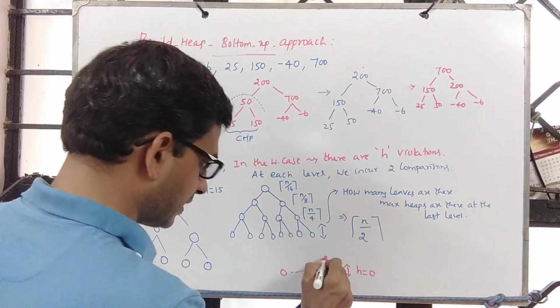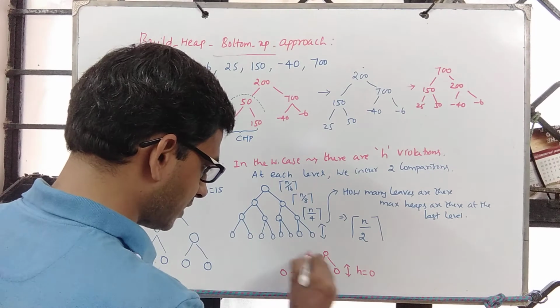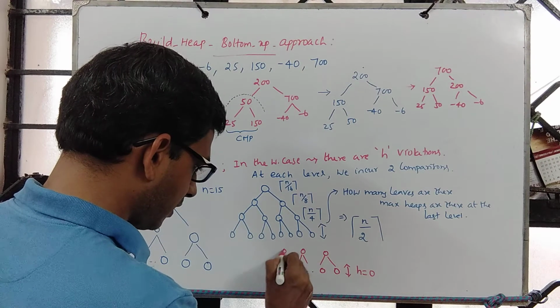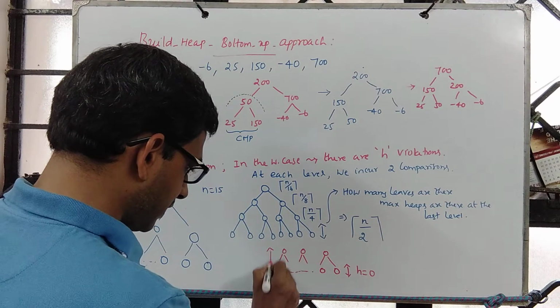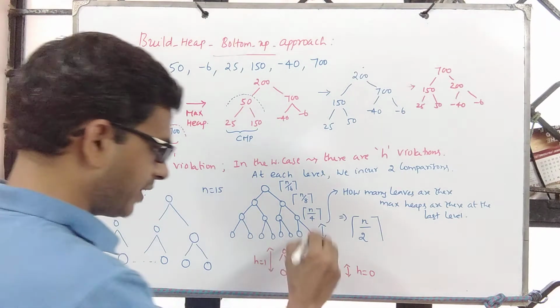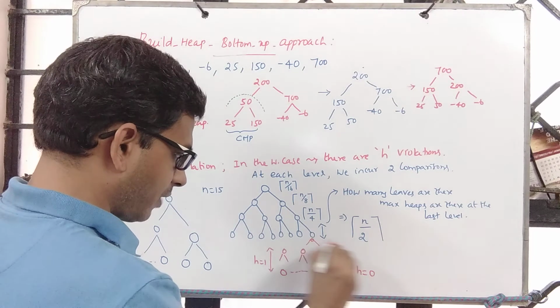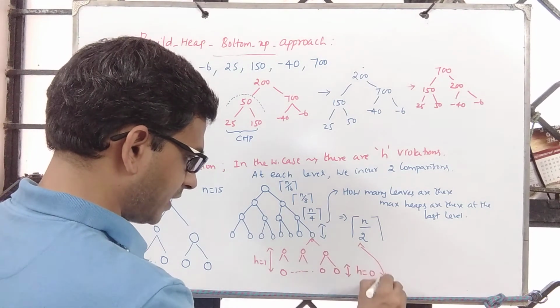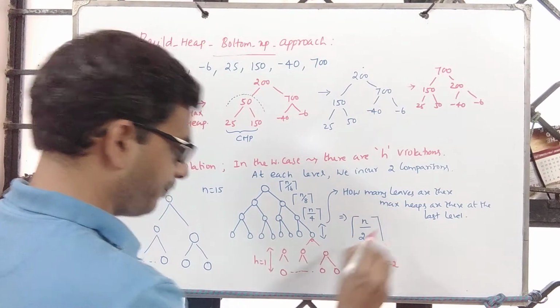Then we focus on this subtree, right? If we focus on this subtree, then what is the height of this subtree? It is 1. Then we go one level up. What is the height of that subtree? The height of that subtree is 2.